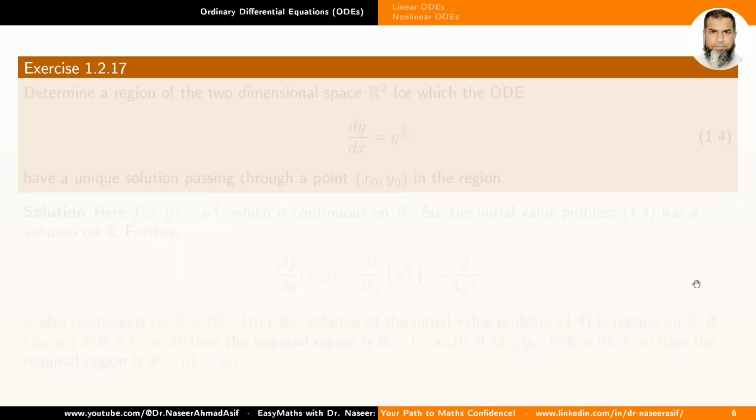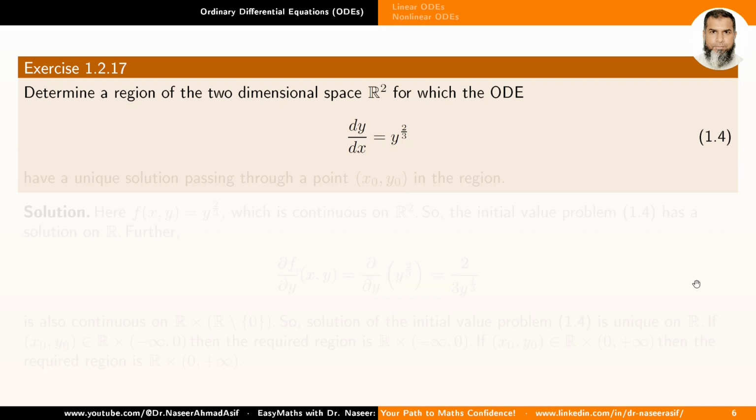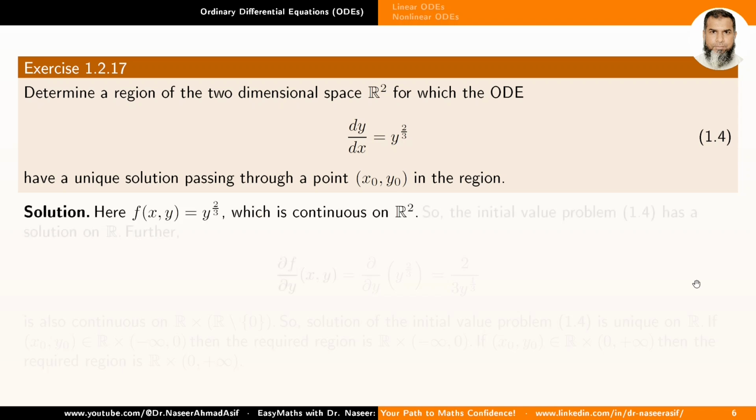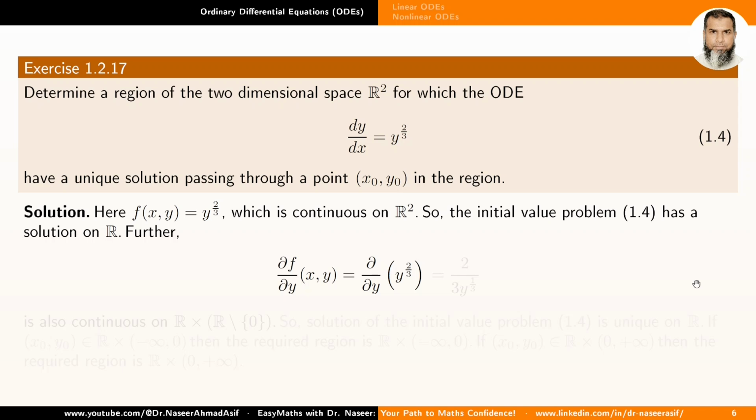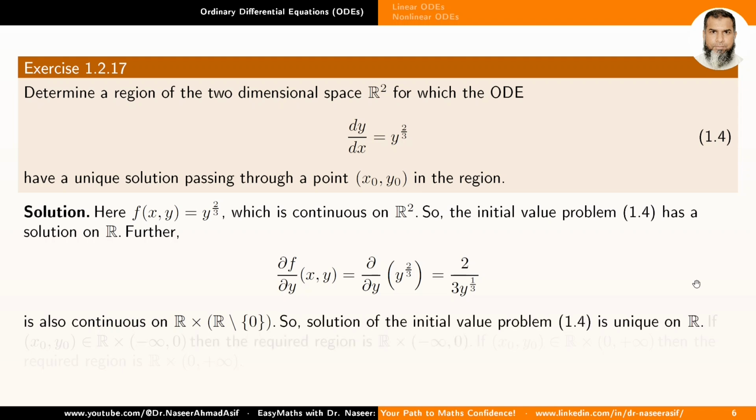We'll see another exercise. Determine a region of the two-dimensional space R^2 for which the ODE dy/dx = y^(2/3) has a unique solution passing through a point (x0, y0) in the region. We'll see the solution. Here f(x, y) = y^(2/3), which is continuous on R^2. So the initial value problem 1.4 has a solution on R. For the partial f/partial y of (x, y) = partial/partial y of y^(2/3), which is equal to 2 over 3 times the cube root of y, is also continuous on R cross R other than 0. So the solution of the initial value problem 1.4 is unique on R.